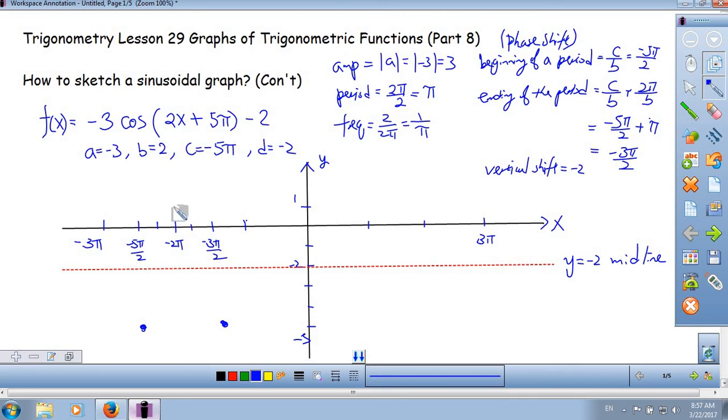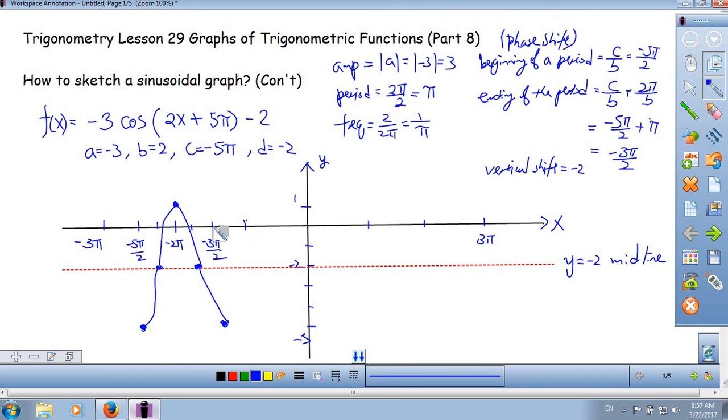Halfway through 2 pi, I will go to the opposite, which will be positive in this case, the maximum. And halfway between them, they are going to pass through the midline. So this will be my rough sketch. As you can see, I try to connect the dots using a smooth curve, like this. So that will be one period of the sine.